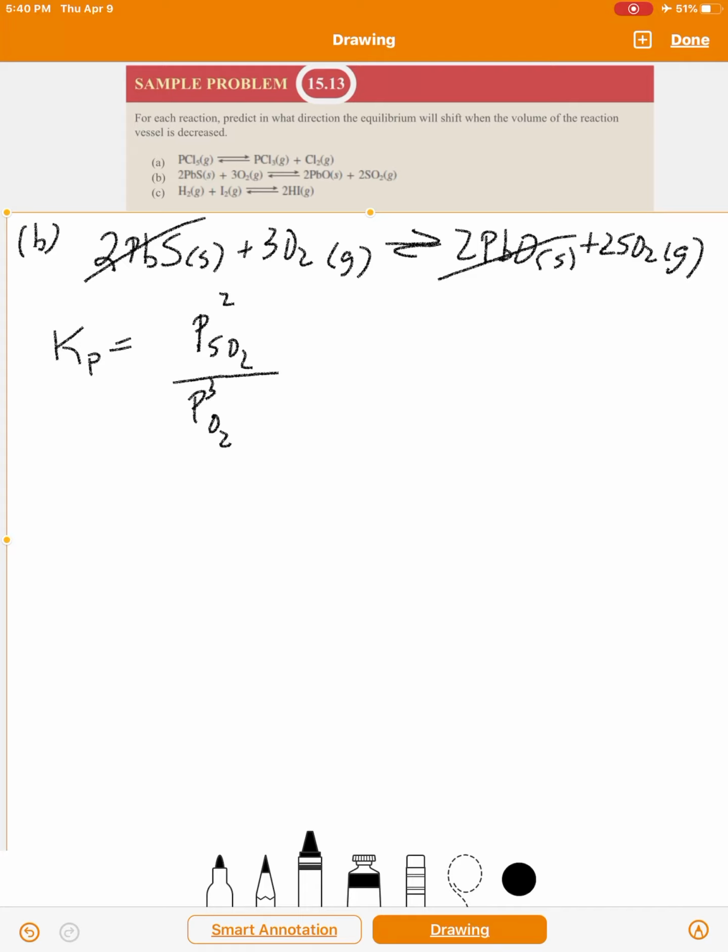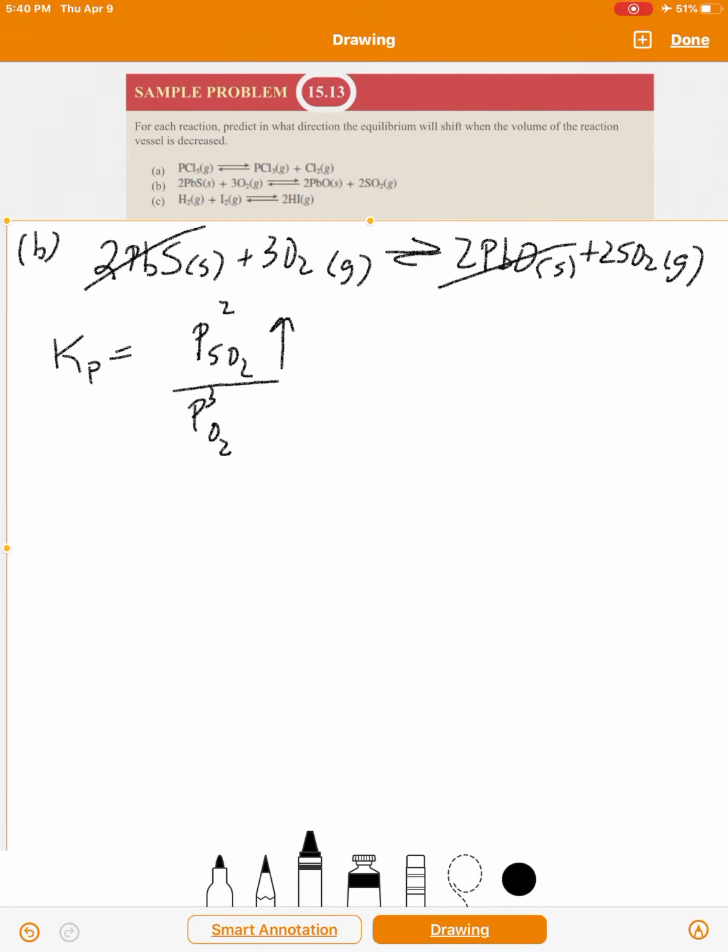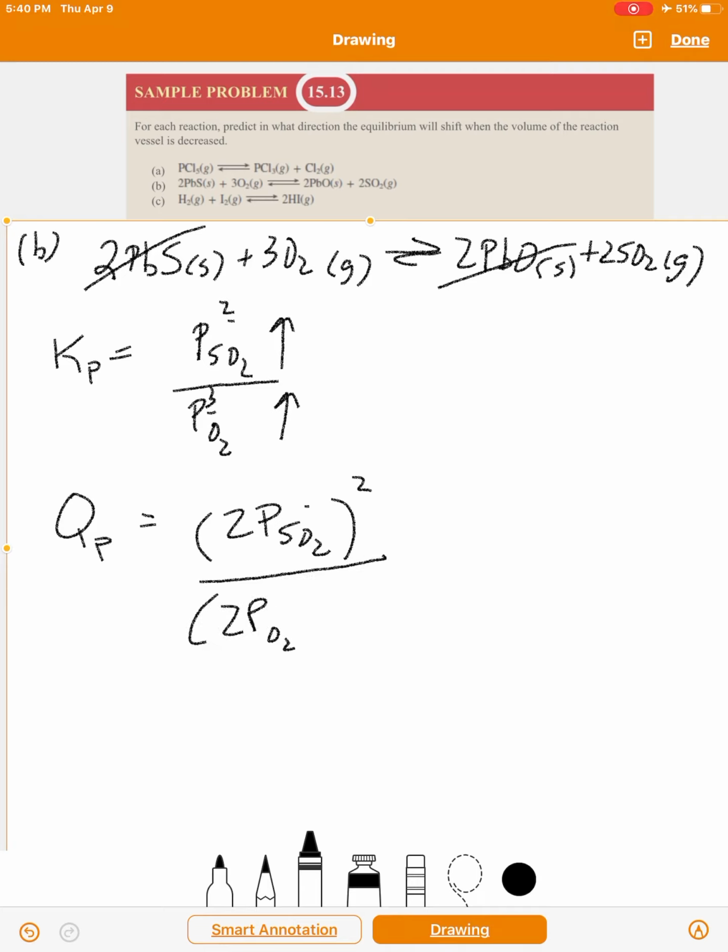So now, let's go to the next step. What we're going to do is we're going to decrease the volume. So that means that this one is going to go up and this one is going to go up. Both of them are going to go up. So now the question is, if you double something in the numerator and you double something in the denominator, what's the effect? Well, this one's squared and this one's cubed, right? So if I go for Q, if I double the pressure of SO2 and then square it, and then I double the pressure of O2 and I cube it, right? What happens compared to K?